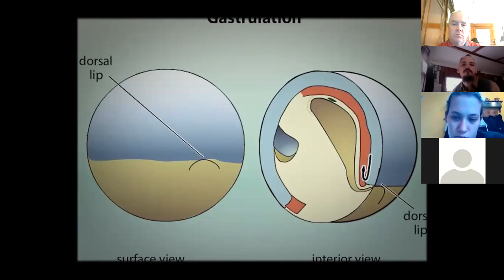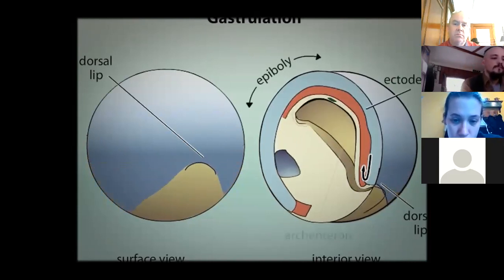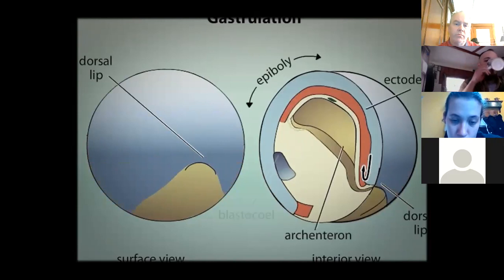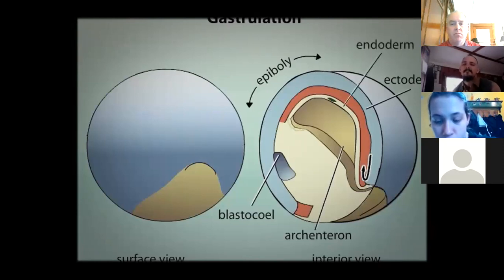At the same time, the ectoderm extends around the embryo surface in a process called epiboly. As gastrulation proceeds, a cavity called the archenteron forms while the blastocoel progressively shrinks. The archenteron is the primitive gut and is completely surrounded by endodermal tissue. The endoderm at the roof of the cavity originated from the outside of the embryo. The cavity is continuous with the outside via the blastopore, which eventually becomes the anus of the animal.